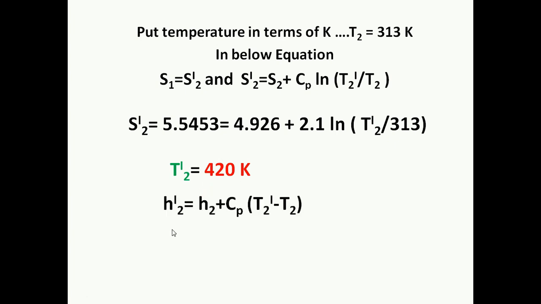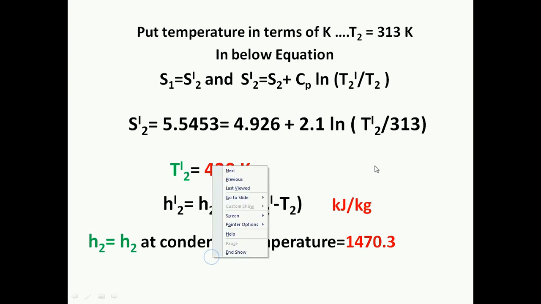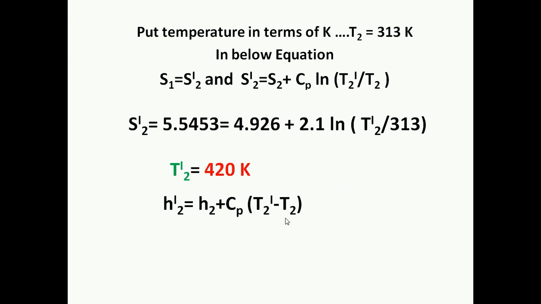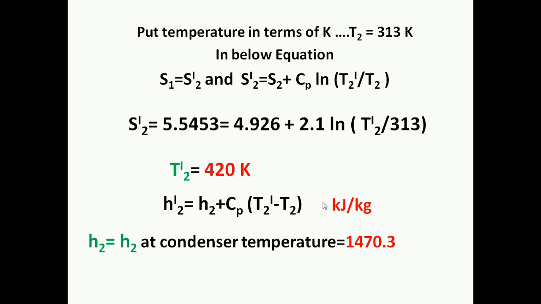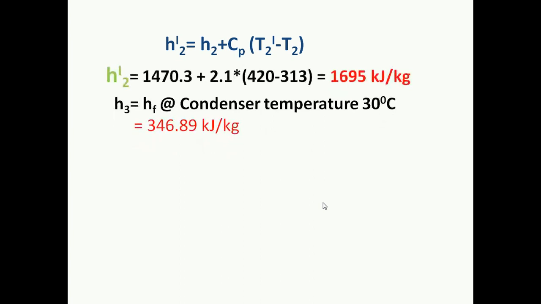After this, put it in the enthalpy equation. H2 dash is equal to this one. What is the enthalpy? This one, the unit is kilojoules per kg. Therefore, this is the equation, the answer you got. H2 is equal to Hg at condenser temperature. Then you are putting all the values. H3 is equal to Hf at condenser temperature.